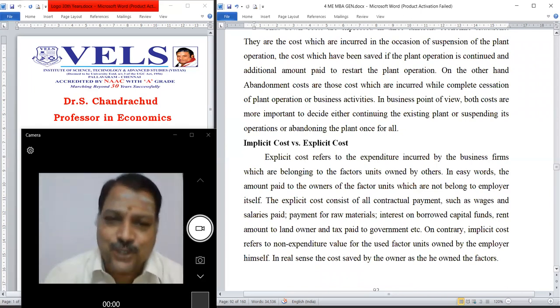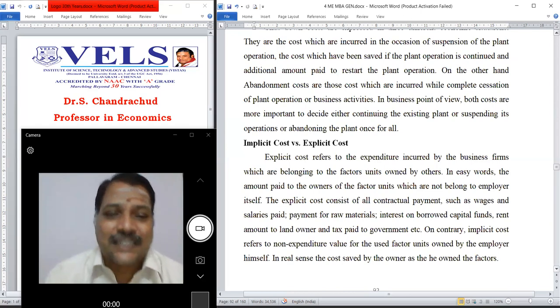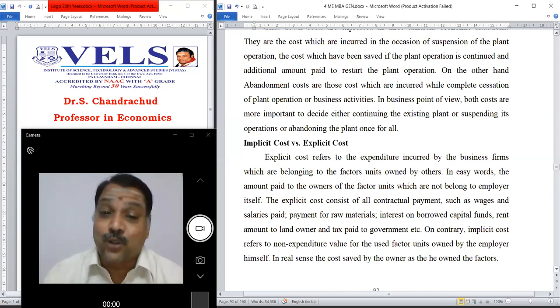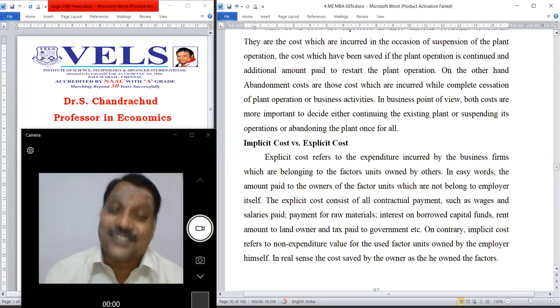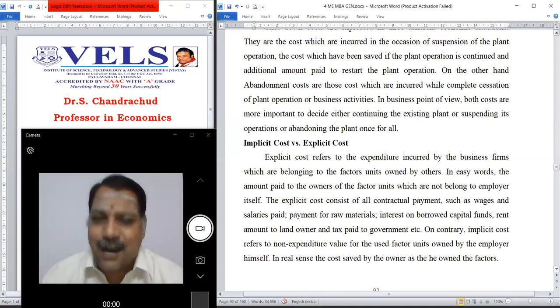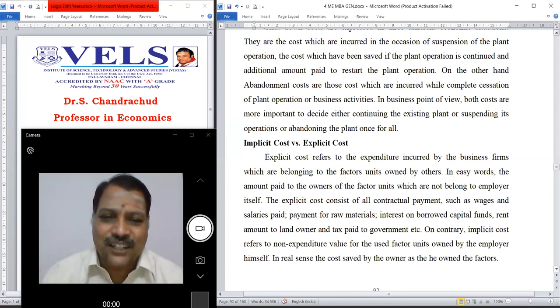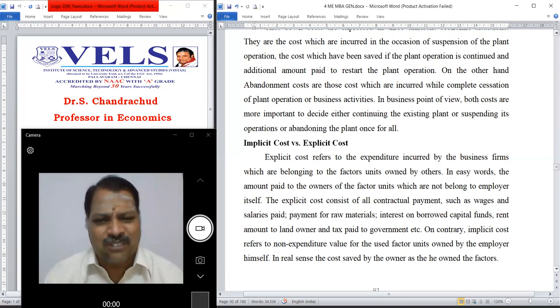Explicit cost refers to the expenditure incurred by the business firm on factor units owned by others. In easy words, the amount paid to the owner of the factor unit which does not belong to the employer itself. The explicit cost consists of all contractual payments such as wages, salaries, payment for raw materials, interest on borrowed capital funds, rent to the landowner, and tax paid to the government. All these things are explicit cost.